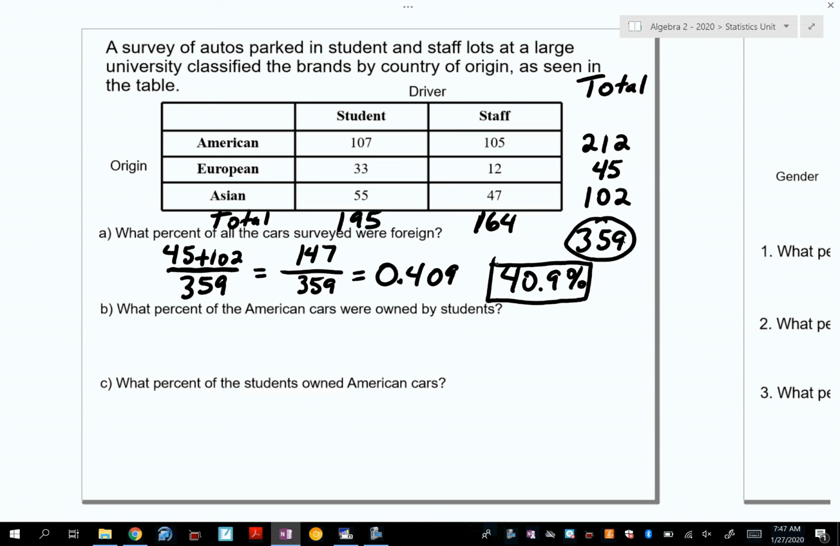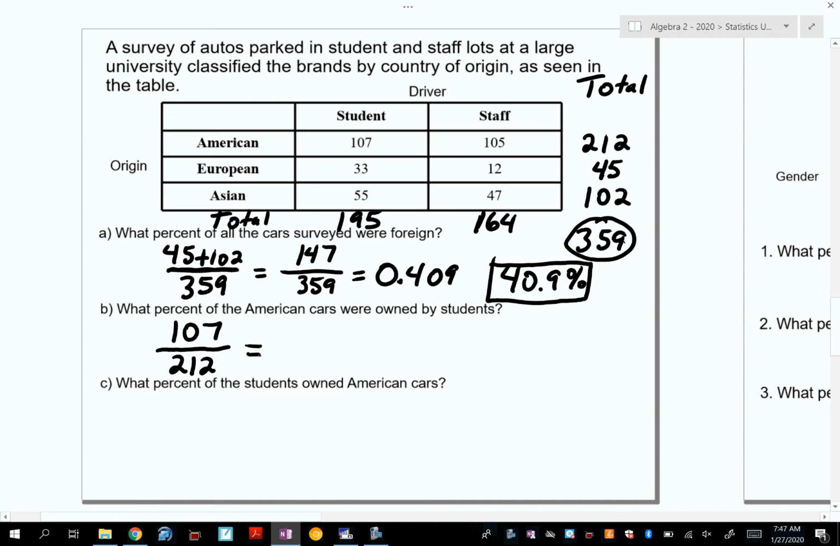Why don't we try another one? Let's read letter B. What percent of the American cars? So let me read that again. What percent of the American cars? So when I look at that, what is my number for the American cars? So that is going to be my number in the denominator. So you'll notice that the way I do this is I always try to find my denominator first. So what percent of the American cars were owned by students? So again, I'm just looking at this row. How many are owned by students? 107. So that's my numerator.